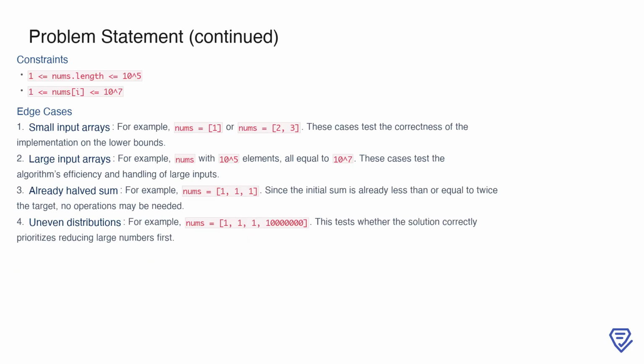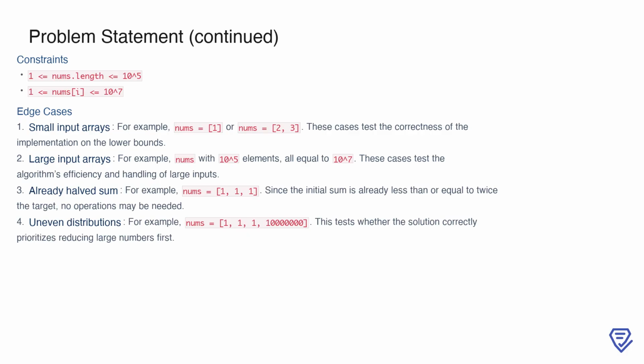There are a few important constraints and edge cases to consider. First, the array can be as small as one element or as large as 100,000 elements, with values ranging up to 10 million. This means our solution needs to handle both small and large inputs efficiently.